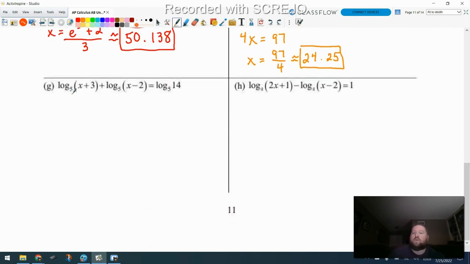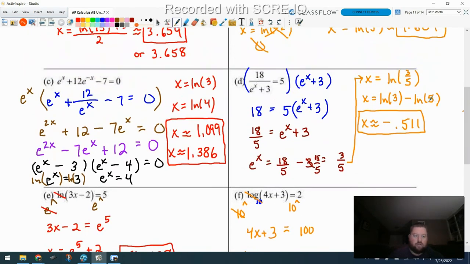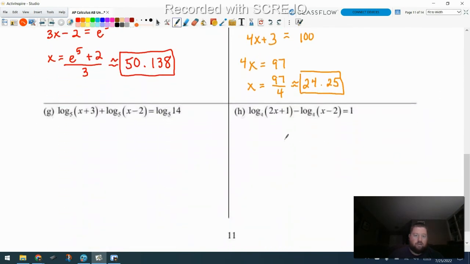All right, next one. So if you have multiple logs on the same side of an equation, so 2 logs on the left side, you have to combine those together into 1 log. Okay, so we're going to use a property. I told you about the quotient property up here. If you have a quotient, you can turn it into a subtraction. So that's the property we're actually going to use on letter H right here. So if you have a sum of logs, you can turn that into a product. So we get log base 5, then we're going to have our x plus 3 multiplied by x minus 2 is equal to log base 5 of 14.